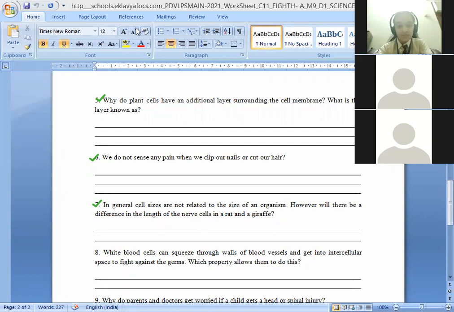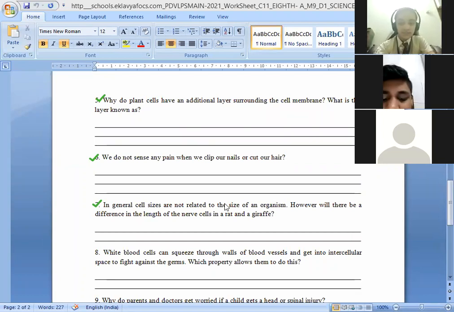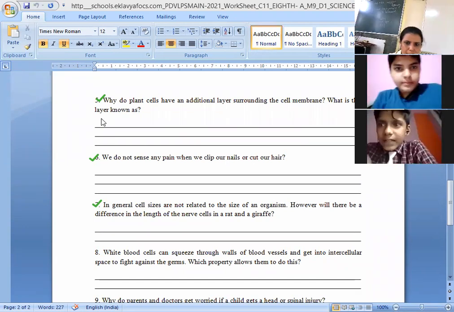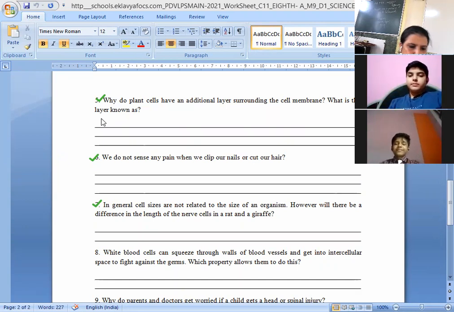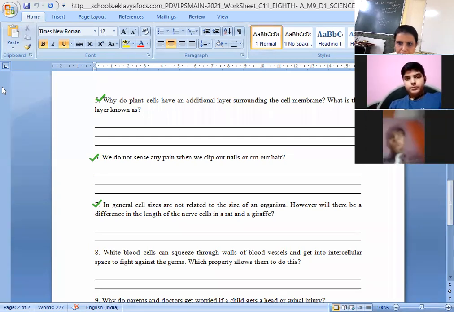Yes, Khushi Arora? So is there a difference in the nerve cell? Khushi is not there, I think. Anybody else can give the answer? Okay, will the nerve cell be different in rat and giraffe? Length of the nerve cell or not? Ma'am, yes. Ma'am, the length of the nerve cell in a giraffe and a rat is different.